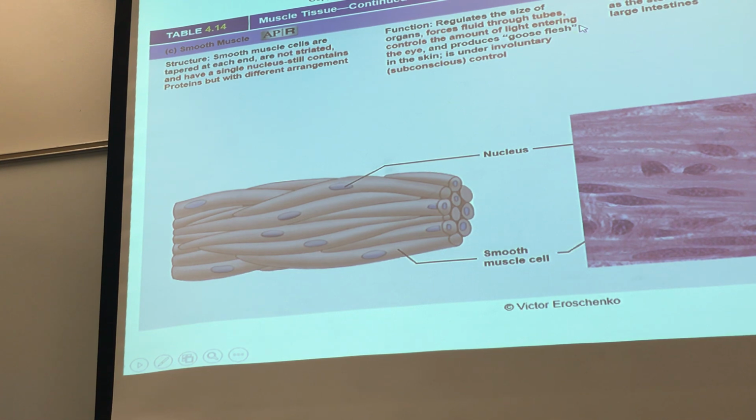It controls the amount of light entering the eye. So your dilator pupillae muscle and your constrictor pupillae muscle, which allow you to constrict and dilate your pupil, are also smooth muscle. It produces goose flesh or goosebumps, and it's under involuntary subconscious control. Locations: found in hollow organs and blood vessels.